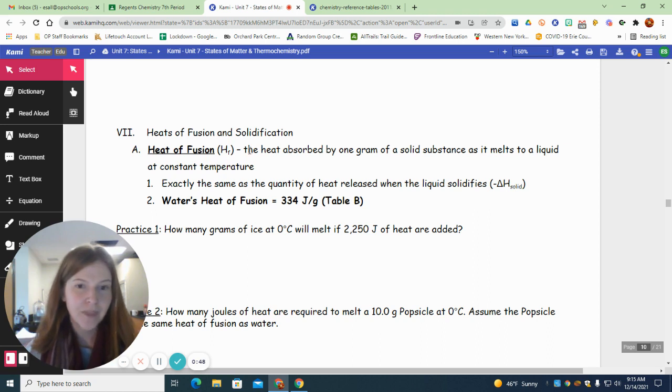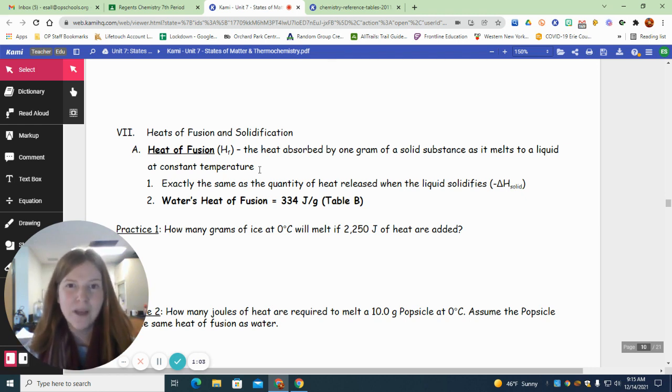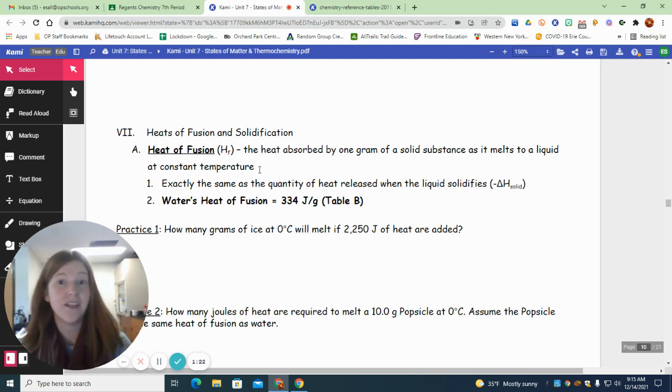So H sub f is the heat that is absorbed by 1 gram of a solid substance as it melts to a liquid at a constant temperature. So if we're talking about water, ice, it's the amount of heat needed to melt 1 gram of ice. Now remember, if we think back to our heating and cooling curves, during the phase change itself, while something is actually melting, it's not changing temperature. Melting happens at exactly 0 degrees Celsius. Once all of it's melted, then you can heat up your liquid.